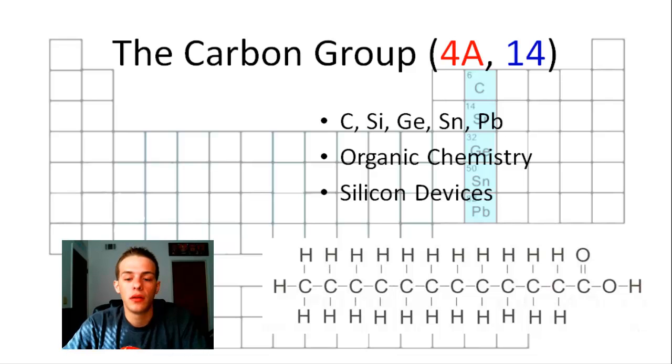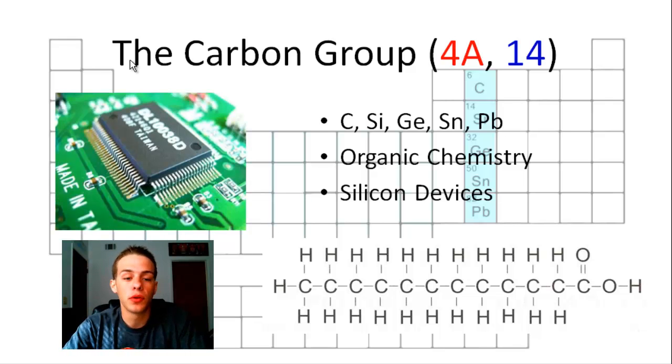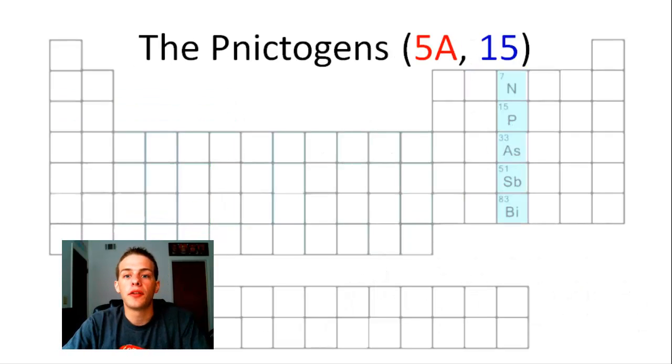Silicon, for instance, is very important when it comes to computer devices and things like that. This is a silicon computer chip. And remember when I was talking about earlier with those semiconductors, silicon is perhaps the most important semiconductor of all, and it has been utilized very much in the computer industry. So now let's talk about the pnictogens.